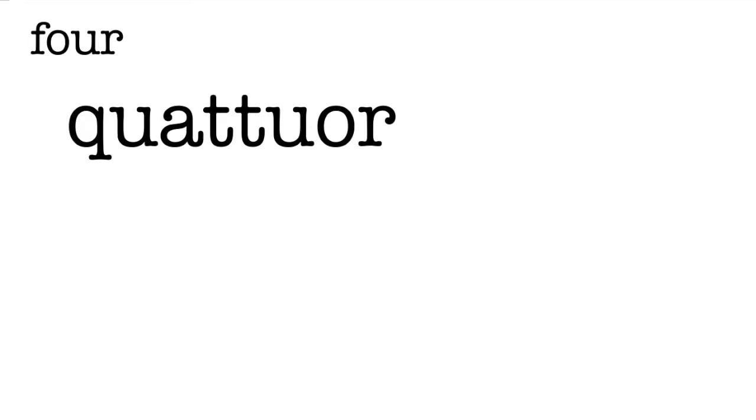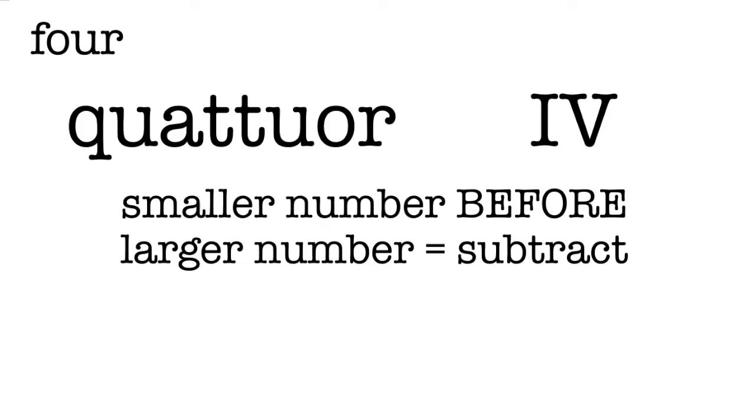So for 4, we have quattuor, and it's IV. So what happens here is that you're actually doing some math to get your Roman numeral. So when the smaller number, like the I, the 1, is before the larger number, the V, the 5, you're subtracting that. So IV is really V minus I, so 5 minus 1, and that's where we get 4.